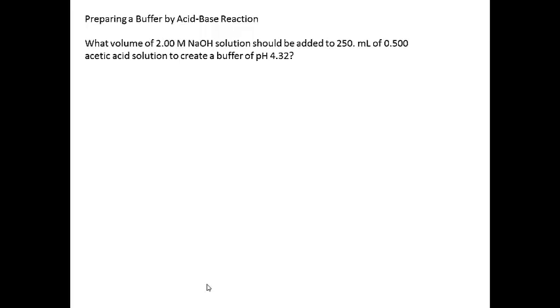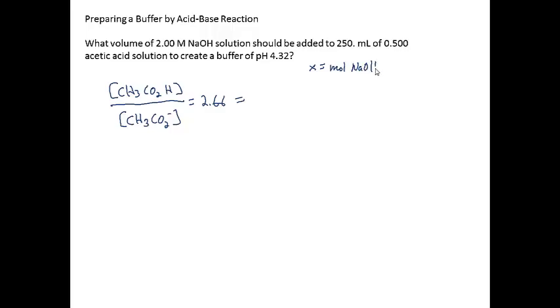Therefore, we know that we want our CH3CO2H divided by our acetate to be equal to 2.66. And we know that X is the amount of sodium hydroxide we're going to be adding in. So the acetic acid is going to be 0.125 minus X, and the acetate is going to be X. So then we have to solve for X.